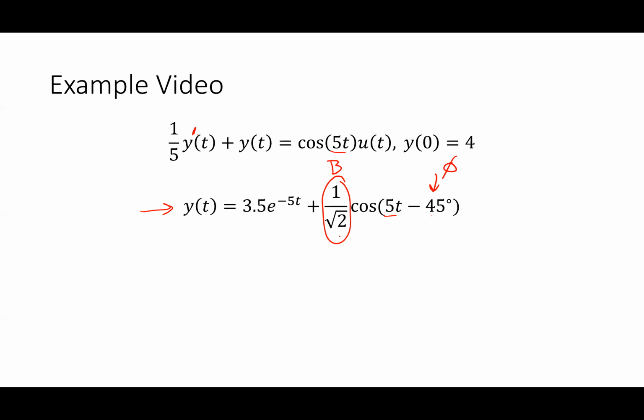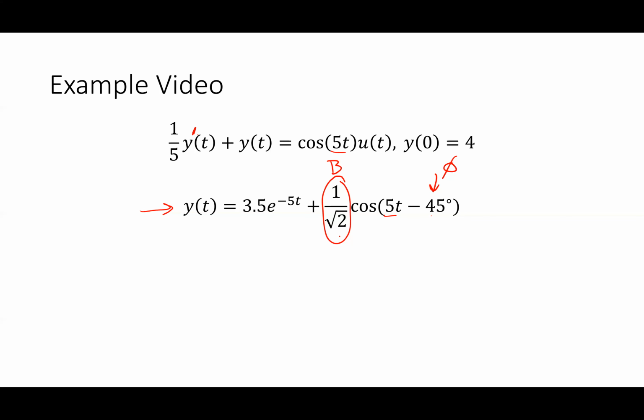So you walk through in there, but what's this going to look like? What would this thing look like? If I had to plot y of t here, what is that going to look like when you put those things together? I could think about the two separately, right? 3.5 e to the negative 5t. What's that going to look like?